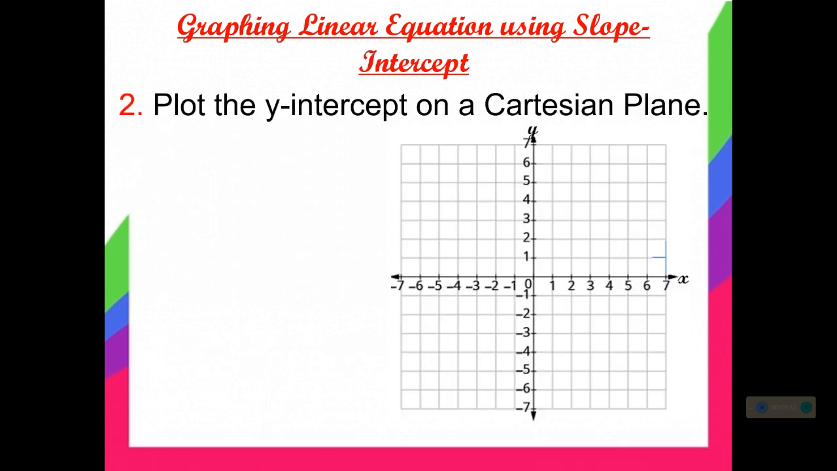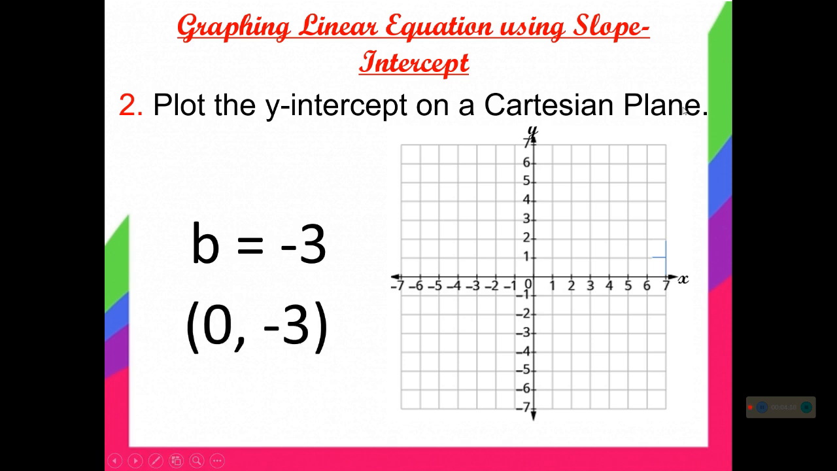Next, for the second step, we are going to plot the y-intercept on a Cartesian plane. Okay, so our y-intercept is negative 3. Or if you are going to make this an ordered pair, it is 0, negative 3. So if you are going to plot this, of course, you are going to plot this on the y-axis. Okay, so since we have here negative, you are going to focus on the lower part of our y-axis. So we have here negative 3. So we have here 0, negative 3.